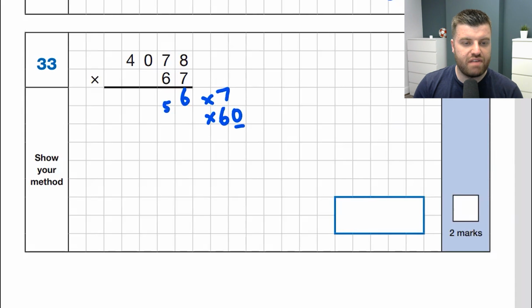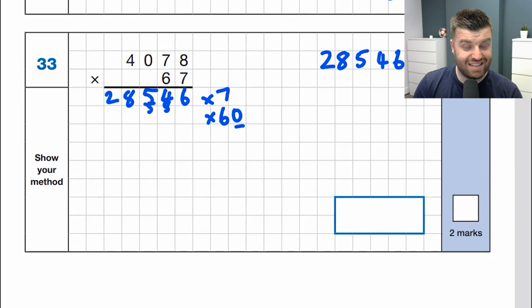Let's exchange that 5. 7 7s are 49 plus 5 is going to give us 54. 7 times nothing is just nothing. So we put the 5 up straight away. And 7 4s are 28. So at the top, I'm going to rewrite it over here so it's clear. We have 28,546. At the bottom, we're going to put a placeholder straight in.